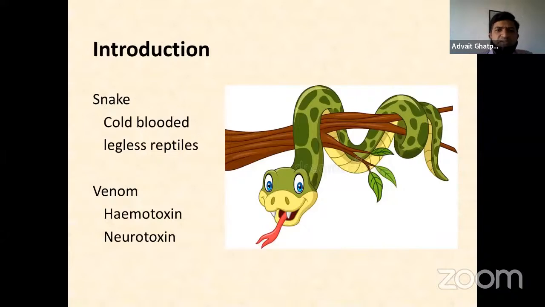Introduction. Snakes. What are snakes? These are cold-blooded legless reptiles. They come under the class reptiles and are cold-blooded animals without legs. And they are mainly famous for their venom. The venom may be hemotoxin or it may be neurotoxin. Hemotoxin means it acts on the blood, and neurotoxin acts on the nervous system.